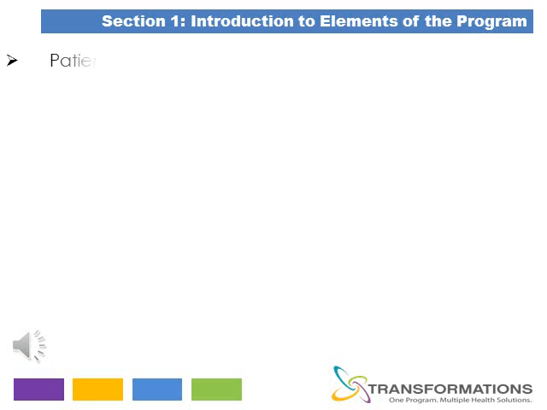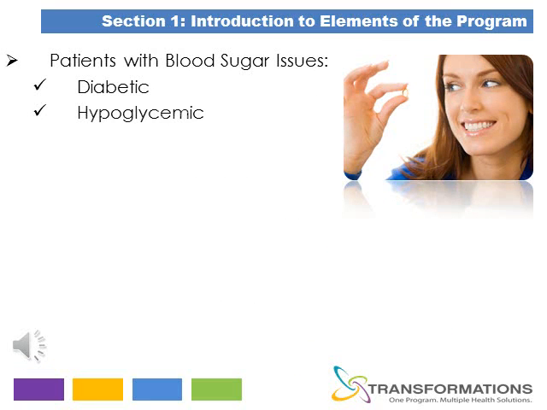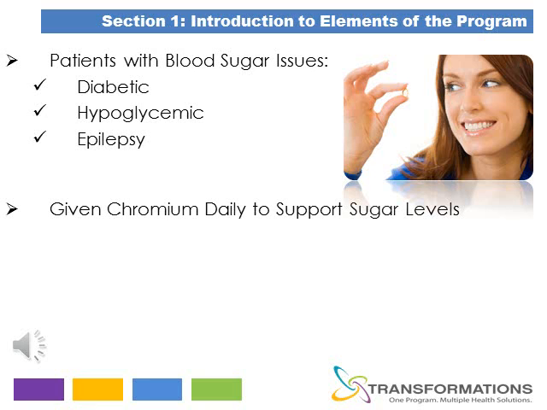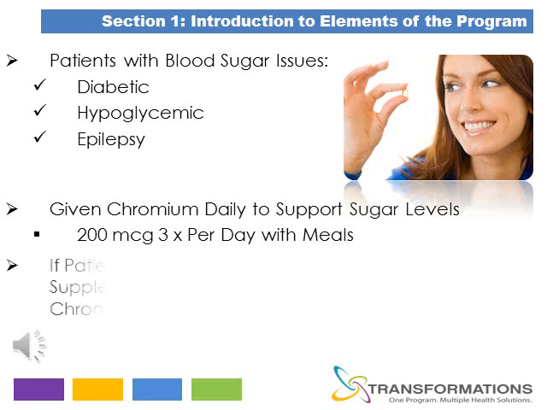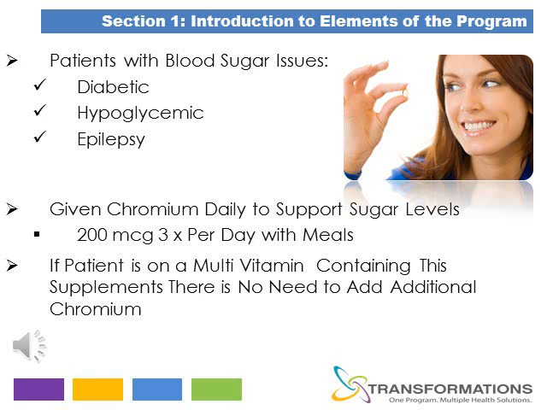Patients who are already diabetic, hypoglycemic, and/or have epilepsy are given chromium daily to support blood sugar levels. We use 200 micrograms of chromium 3 times per day with meals. Also, if you have a patient on a multivitamin containing this supplement, there is no need to add additional chromium.